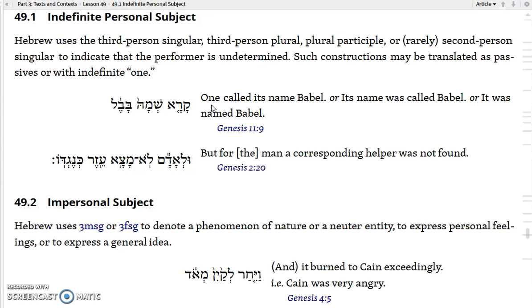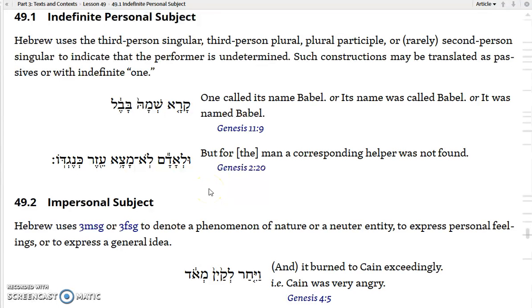Its name was called Babel, or it was named Babel. But literally, if you want to be literal, you translate it not "he," but "one called its name Babel."